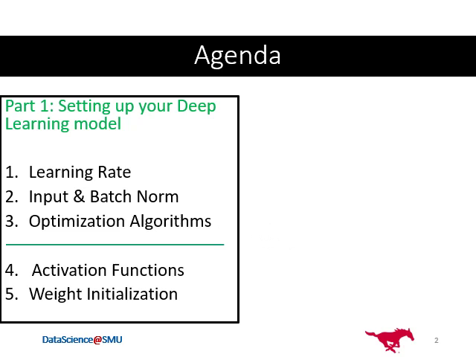Alright, so this is a brief overview of the agenda. First, I'm going to talk about setting up deep learning models. Specifically, I'm going to talk about learning rate, input and batch normalization, and optimization algorithms. These three topics are going to cover about 20 or 25 minutes.